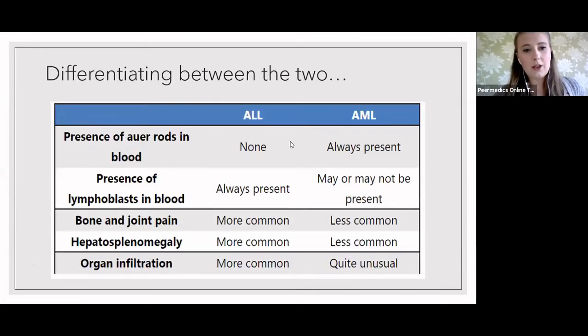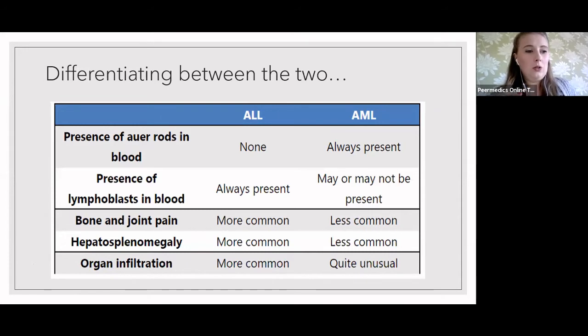So yeah, some quick things that can help you work out which is which. Auer rods are going to be AML. Blasts you're going to get in both. Lymphoblasts you're going to get in ALL, and myeloblasts you would get in AML.